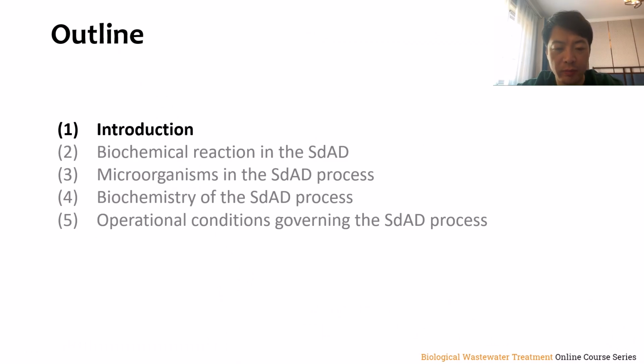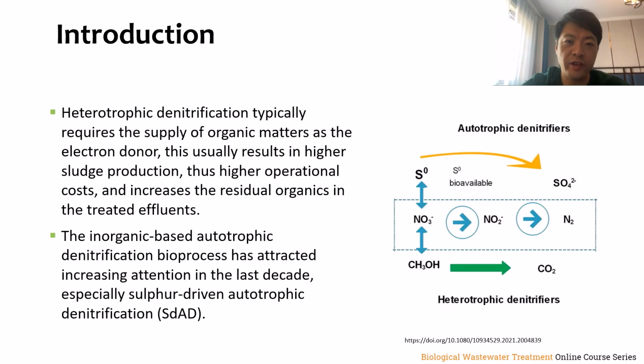We will first briefly introduce the concept and then go into details about biochemical reactions, microorganisms, biochemistry, as well as the operation conditions. First, let's see the distinction between conventional heterotrophic denitrification and the emerging field of autotrophic denitrification, particularly sulfur-driven autotrophic denitrification. Heterotrophic denitrification is widely used in wastewater treatment and relies on organic matter as the electron donor.